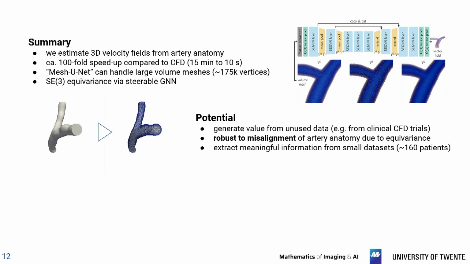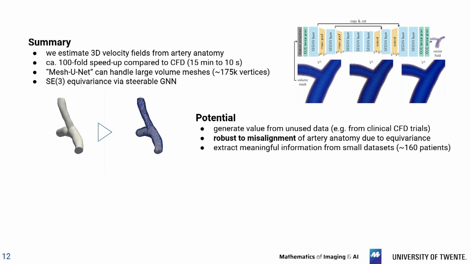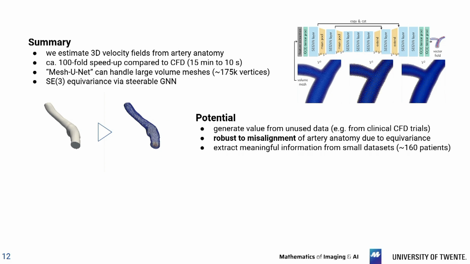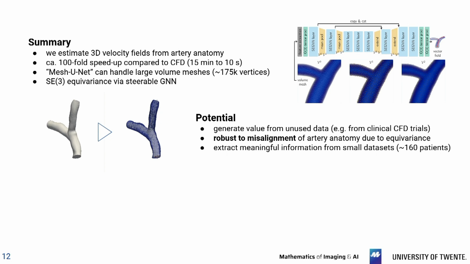How we see these kinds of methods used in practice is in clinical CFD trials, where people do a lot of CFD simulations and have a lot of different patients available. They would then have a lot of data that they could put to good use with a method like that, because it's straightforward to apply it on a mesh. And the meshes are usually already there if you do CFD. What's important in the medical domain is the robustness to misalignment that you get from the symmetry.